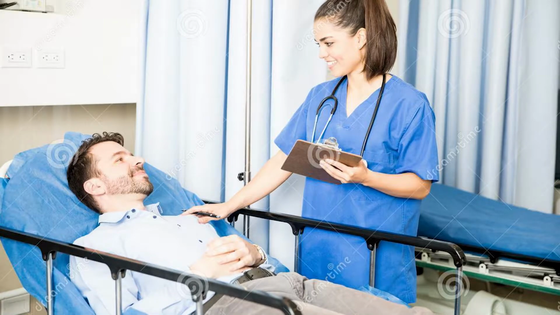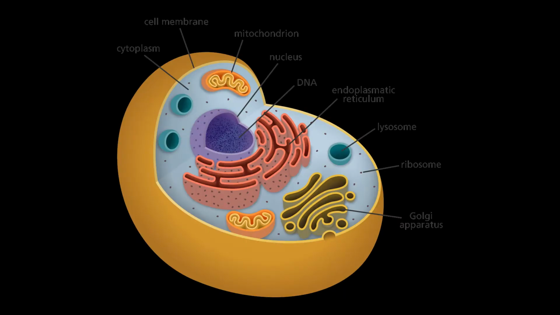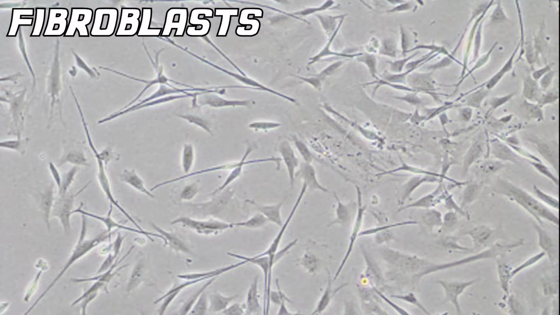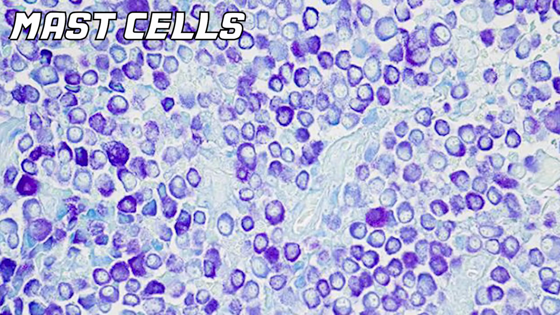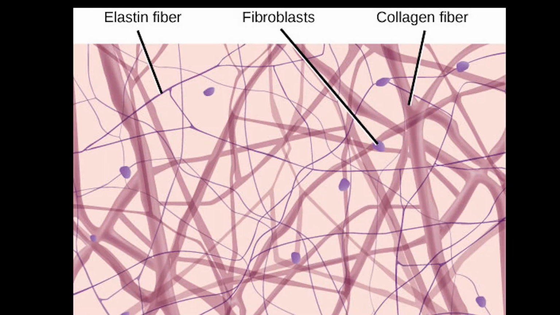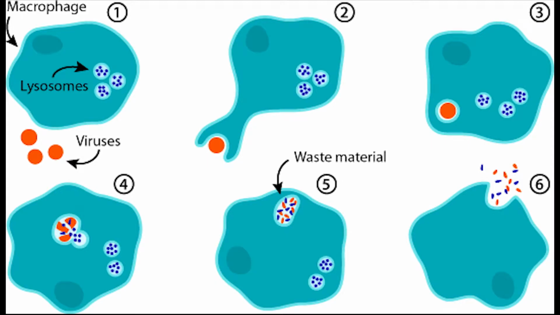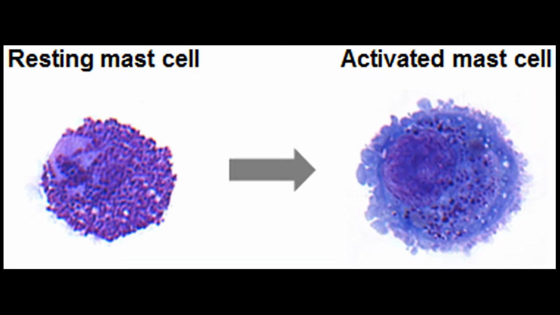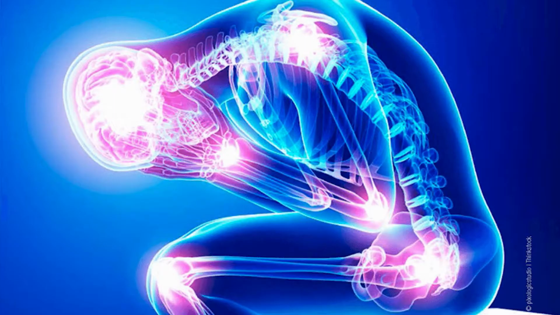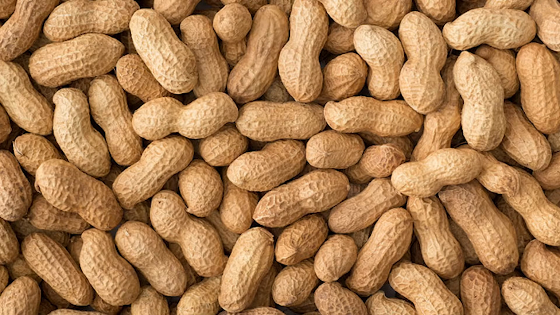injured. The three most common cells found within connective tissue are fibroblasts, macrophages, and mast cells. Fibroblasts produce fibers by secreting proteins, macrophages function as defense cells, and mast cells prevent blood clotting and promote inflammation. These mast cells are what cause us to have allergic reactions to certain substances.